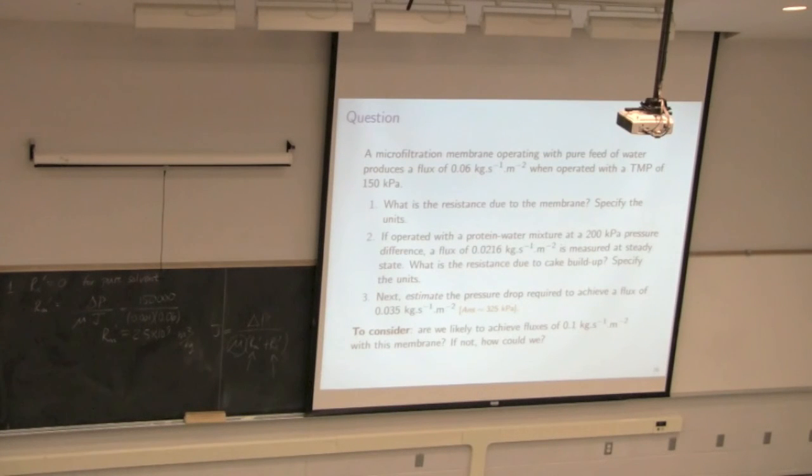Next step, question, yes? Sorry, in the notes you have RM has units of meters per kilogram? RM. So this is RM dash. Okay. So that's a good point. Check the notes. RM has units of meters per kilogram. RM dash is units of length squared divided by mass.